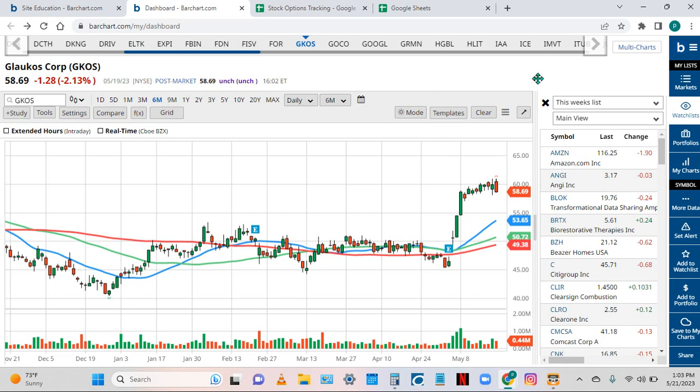Glaukos Corp. Similar to the last one, it needs to maybe wait a little bit or continue to cook, as I like to say. Negative would be the large red bar at the end of the week. So look for that maybe as a retracement or just watch. Okay.